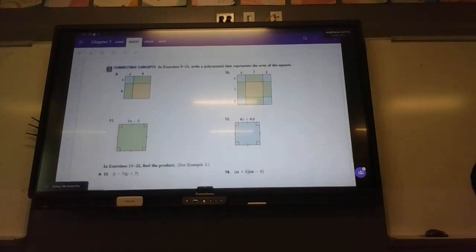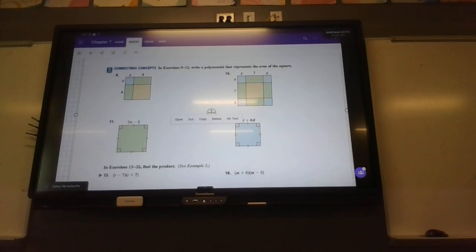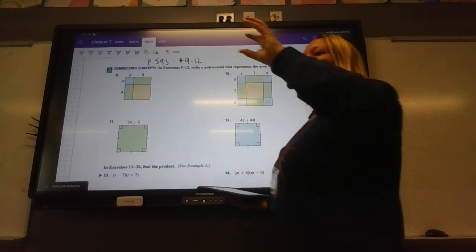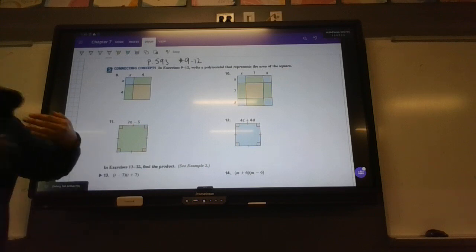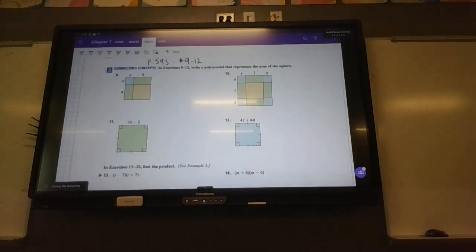Hi, Soraya. All right, here's page 593. This is an interesting application. The likelihood of this type of question showing up on an SAT, a PSAT, or a big exam is high, so we have to cover it. It's a geometry and algebra connection, and they love testing you on things that connect like that.